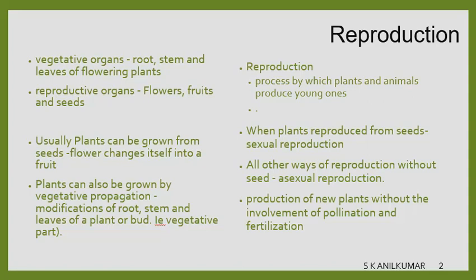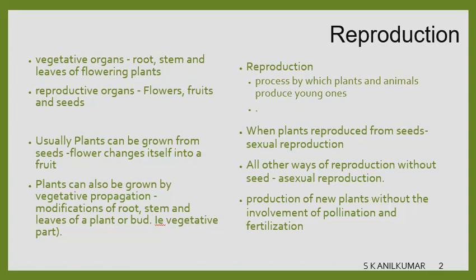Now, normally plants can be grown from their seeds, because we get the seed from the fruit which comes from the flower. Plants can also be grown from the root, some from the stem, some from the leaves, some from the bud, where a new root or a shoot or a branch comes from the stem. Right? Reproduction is a process by which plants and animals produce young ones.